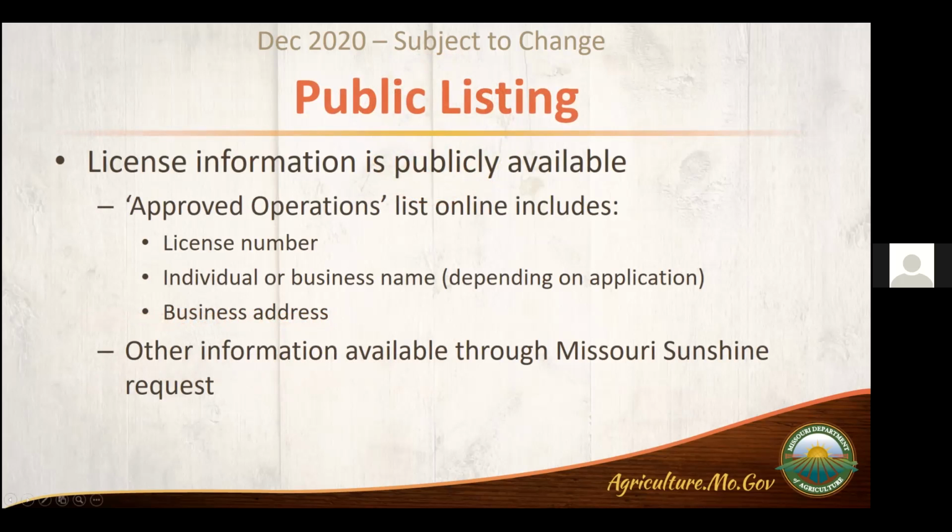Industrial Hemp Program license information is public information. The program posts an approved operations list on our website, which includes license numbers, individual business name, depending on how you've applied, and the business mailing address. This posted address may or may not be the physical grow location, depending on how you completed the application. Additional information, including contact information, is available through Missouri Sunshine requests, as a producer may receive communications from suppliers, laboratories, buyers, and others.